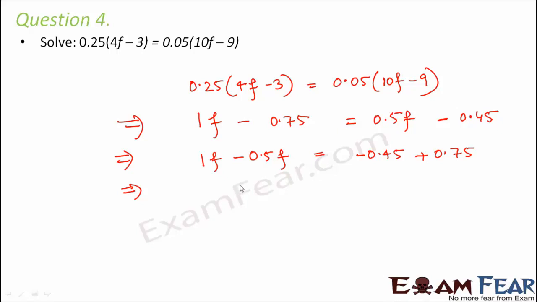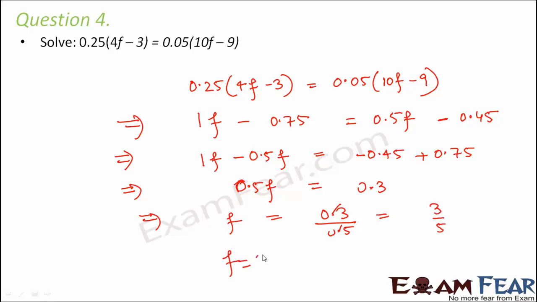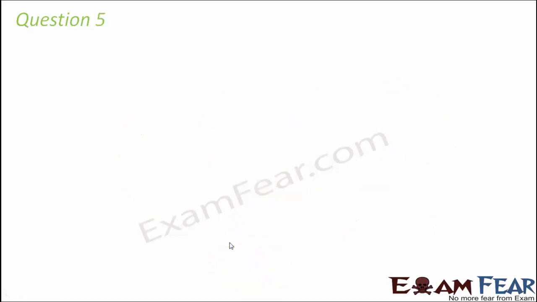So 1f minus 0.5f would be 0.5f. This equals to, this would be 0.3, or we can say f is equal to 0.3 divided by 0.5. So this point will get cancelled. So we get f is equal to 3.5 would be a solution for this equation.